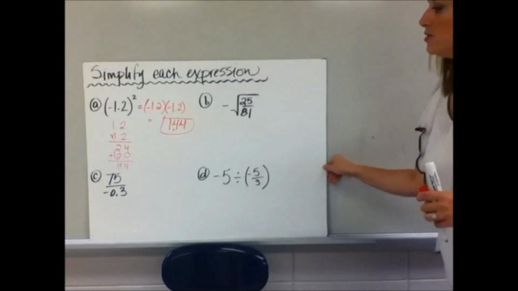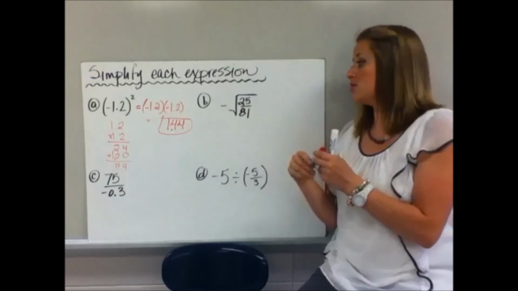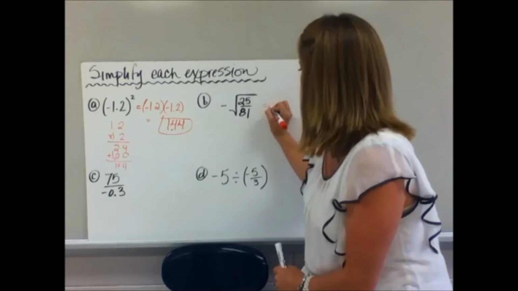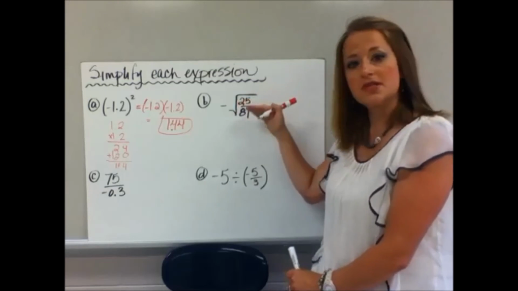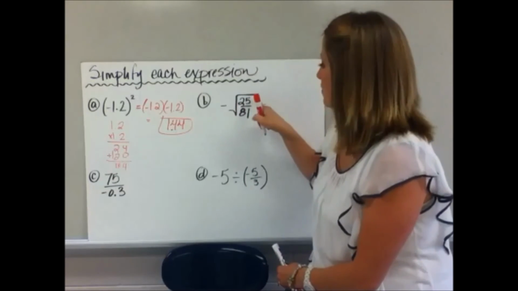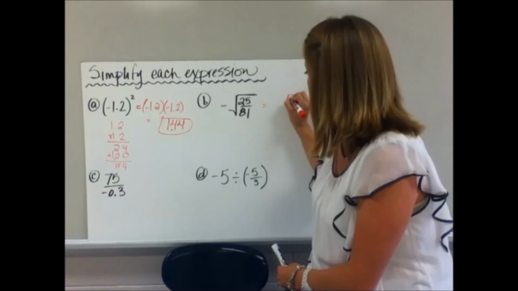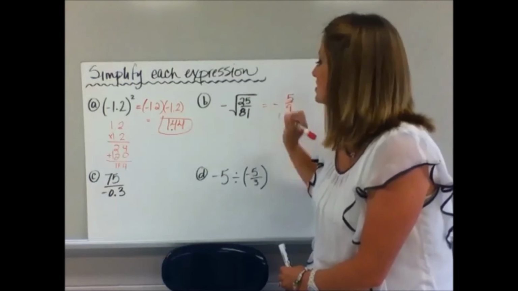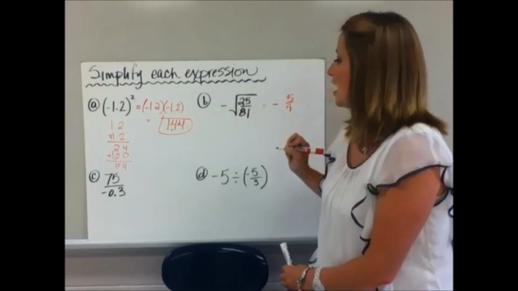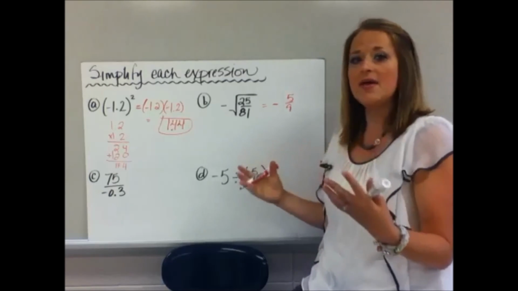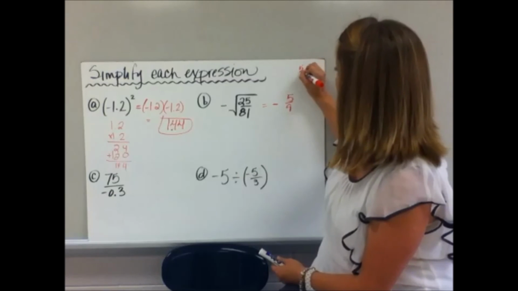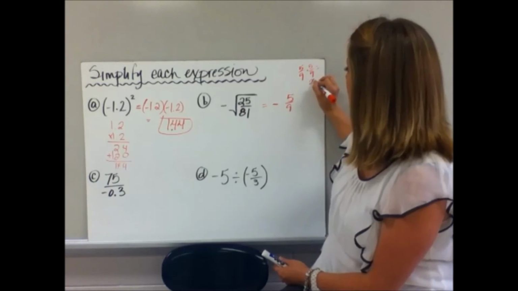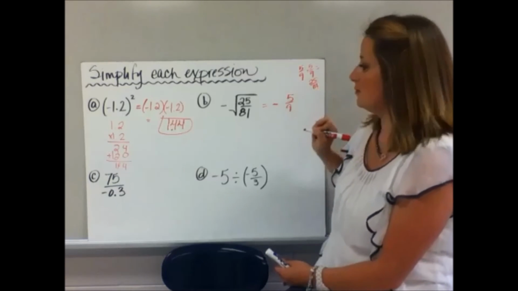Now let's look at practice B. The negative square root of 25 over 81. Think about taking the square root of the top and the square root of the bottom. The square root of 25 is 5. The square root of 81 is 9. This whole thing is negative. So it's negative 5 over 9. And that does make sense. In my head, I think about 5 over 9 times 5 over 9, and I would get 25 over 81.